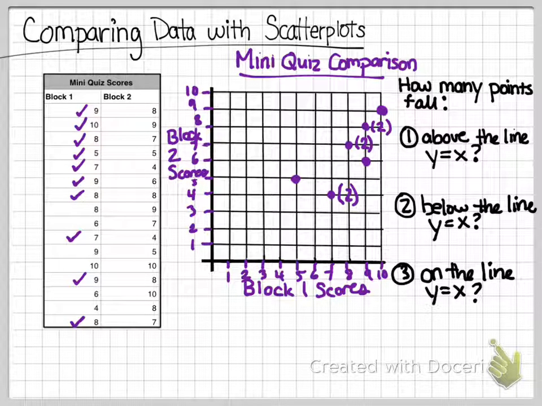8 and 8. And that's the only 8 8 pair. 8 and 9. And that's the only 8-9 pair. Six comma 7.